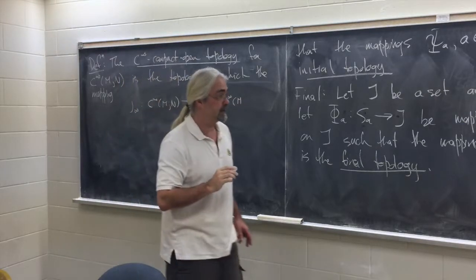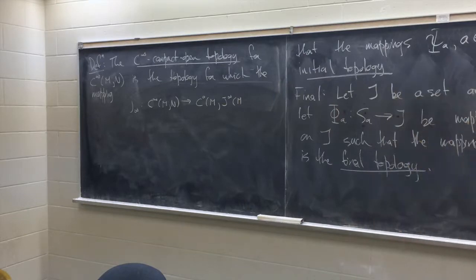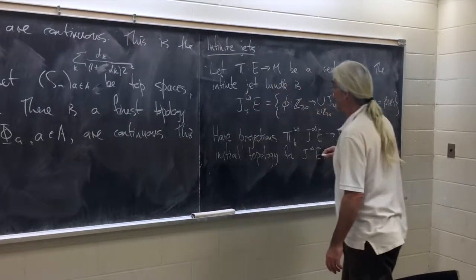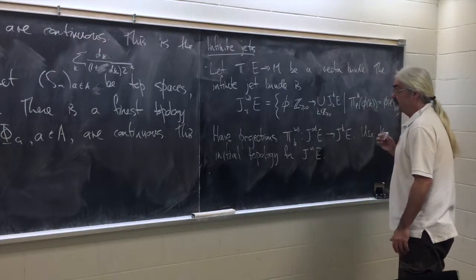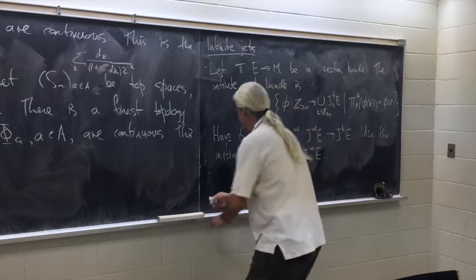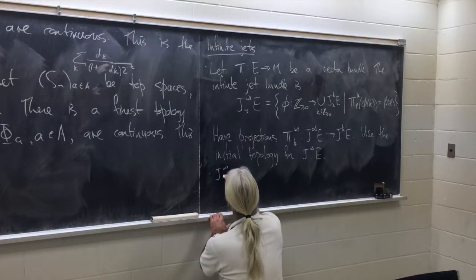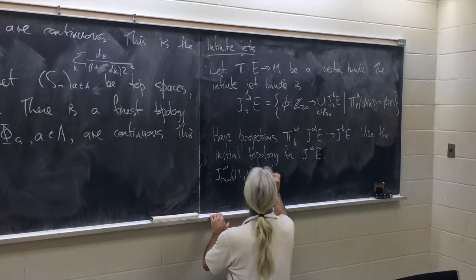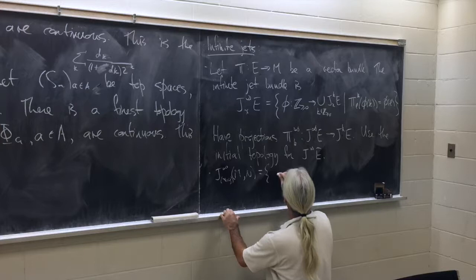Oh, I'm really sorry. This is only for vector bundles. I need to do this for mappings as well. The definition is more or less the same. Okay, I apologize. So it's as a set, but I want to say something more about the structure of this.